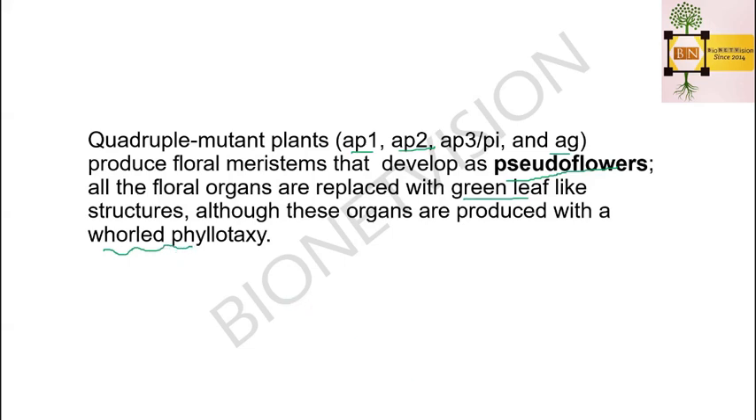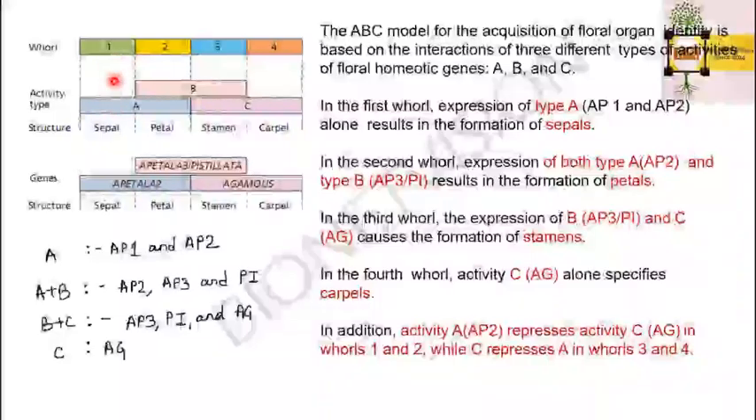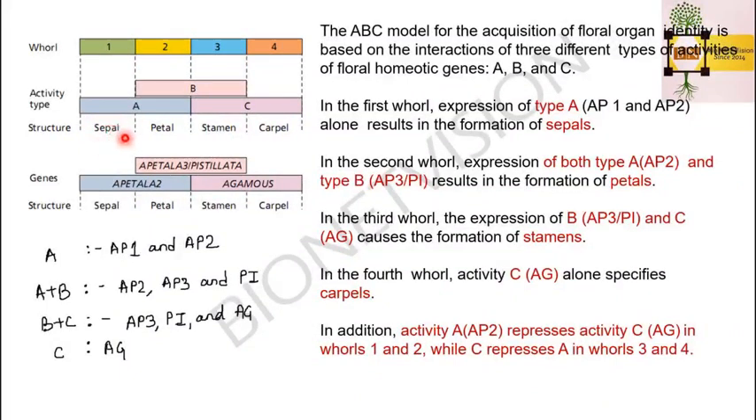Now the very important part we need to know is that type A will specify sepal, type A and B, like A plus B, will specify the petal, type B plus C will specify the stamen, and C alone will specify the carpel. Clear? This is what the ABC model explains to us. Here, A is not overlapped with any other gene. So whenever type A is expressed alone, it will form sepal.